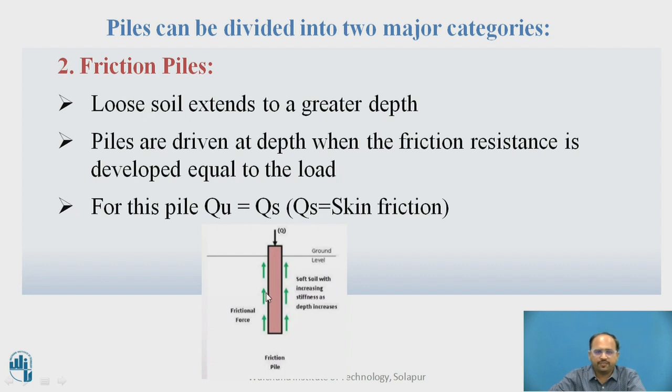That friction load is equal to your ultimate load. So here we can conclude that Qu is equal to Qs. So Qs is equal to skin friction.